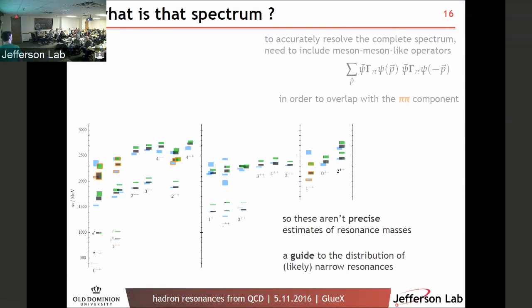What it does show is probably a reasonable guide to the distribution of states which are likely to be relatively narrow. Which is to say, if you do an experiment and you observe some, say, broad resonance that doesn't tally with anything on this slide, I wouldn't be surprised, because broad things probably don't get captured in here. We have to do something better. Also, to learn anything about how these states decay, we have to do more, and that's where the state of the art is now.